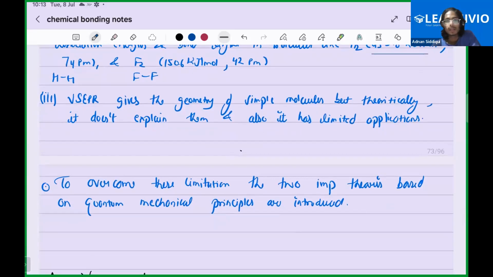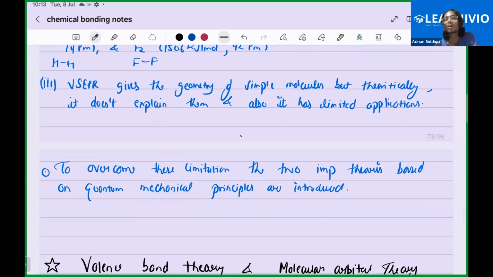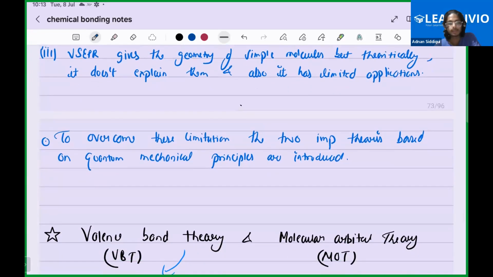VSEPR theory gives the geometry of simple molecules theoretically. It does not explain them, and it also has limited application. You cannot apply VSEPR theory on all molecules. It is limited to certain molecules. As we saw, up to steric number 7 you are able to use VSEPR theory, but if you go for even more complicated molecules, more than seven, it's not explainable in VSEPR theory.